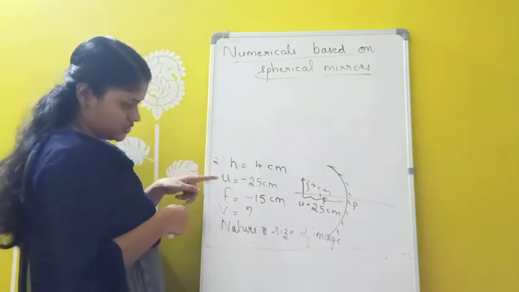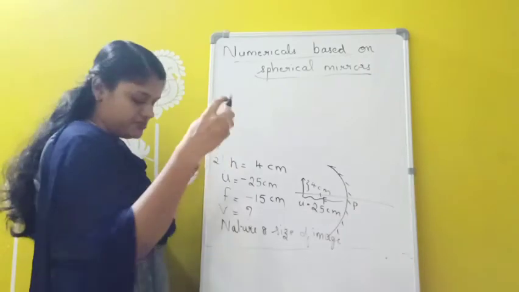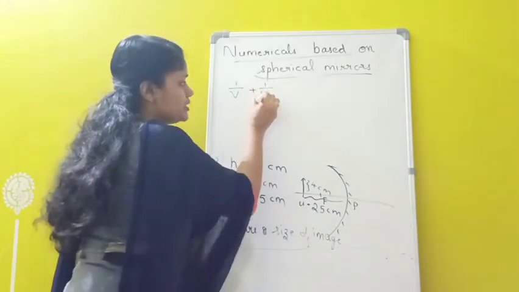Now here also we have u as well as f, so we need to find v. Which formula can we use? The mirror formula. We have the mirror formula, 1 by v plus 1 by u equals 1 by f.